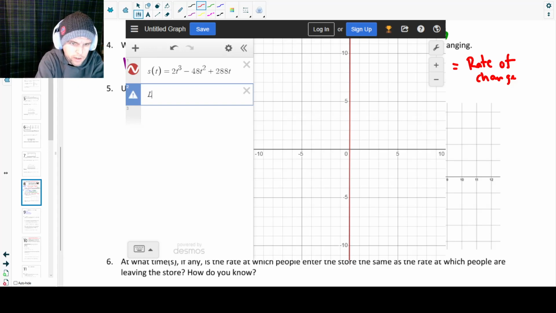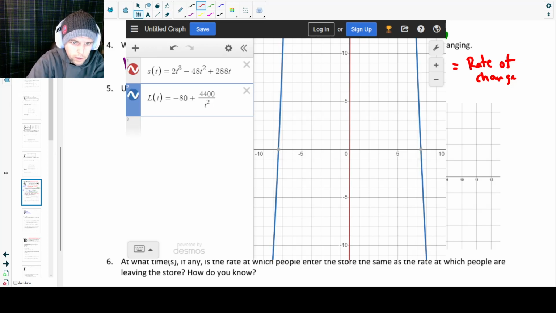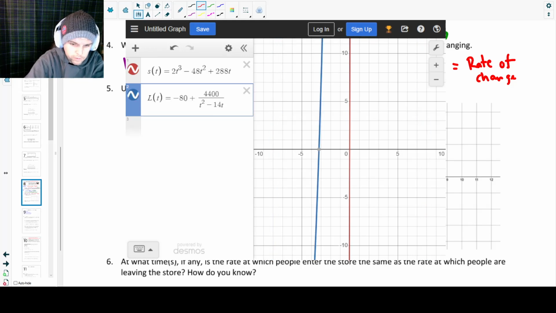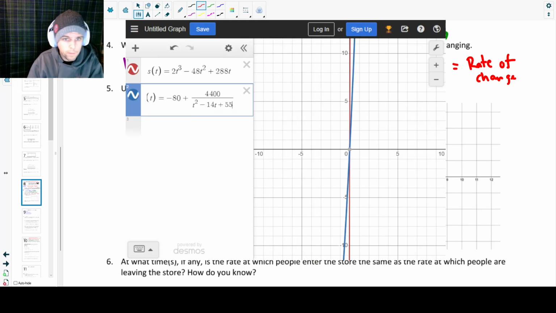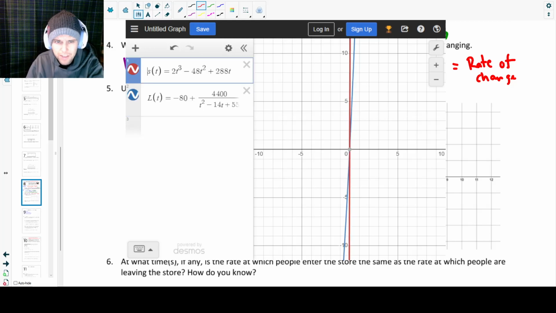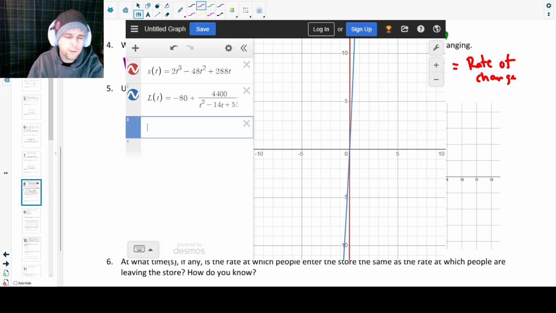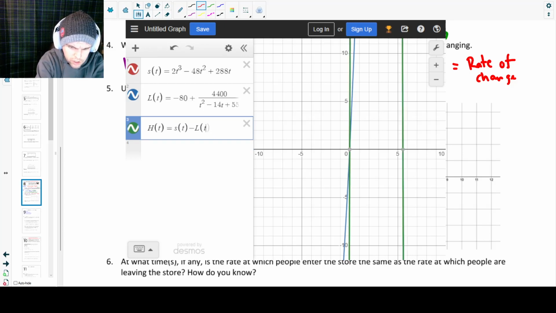And then we had an L function, our leaving function. Okay, so here we have our two functions, S and L. Again, S really should be denoted as S prime, but in terms of our notation, it's a little bit easier for me to do this. So now we're going to create a new function, h of t, which is equal to the difference of those functions, the entering function minus the leaving function.